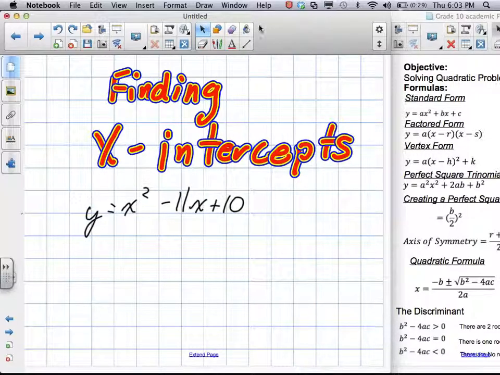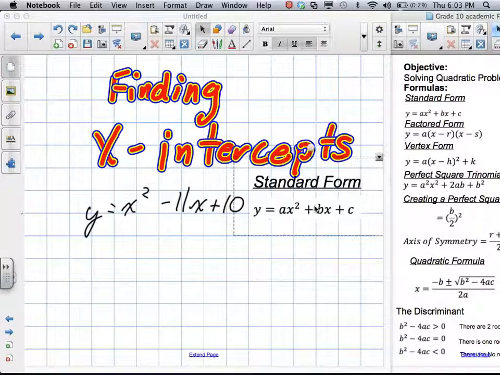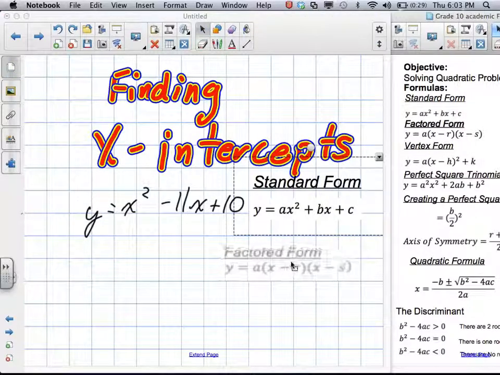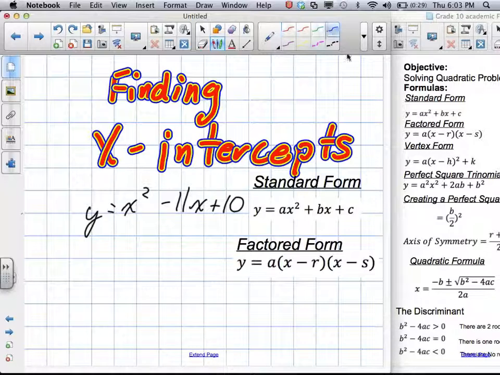So in this one here, the first thing we need to do is take the standard form, which is exactly what it's in, and we have to factor it. And we have to put it into factored form. Okay? And remember, in order to do this, we factor.